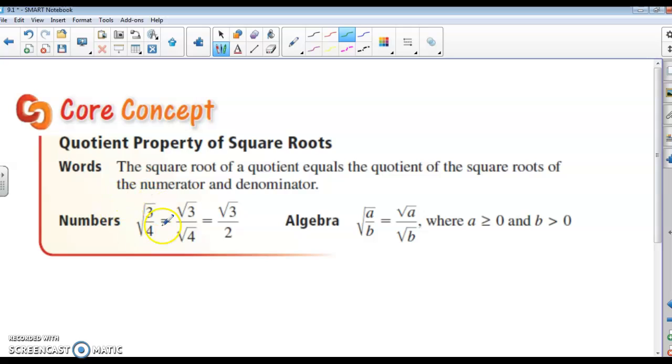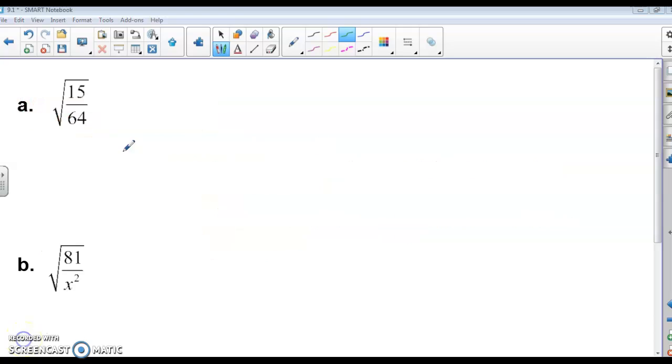So if you have a radical sign over a fraction, if it's a square root sign, you take the square root of the numerator and the square root of the denominator. Okay, so let's look at some examples. So if we look at A, the square root of 15 over 64 is the square root of 15 over the square root of 64.